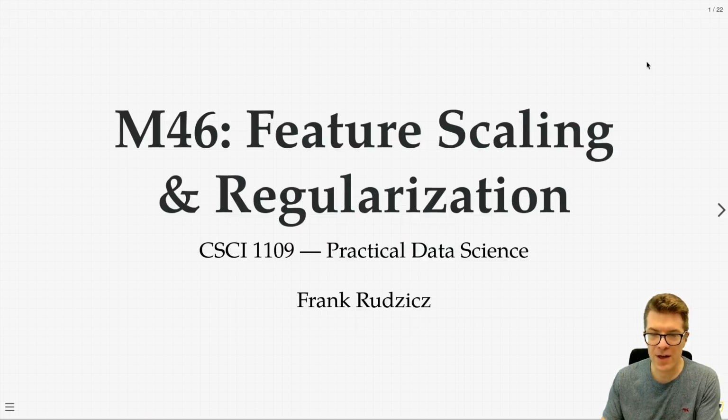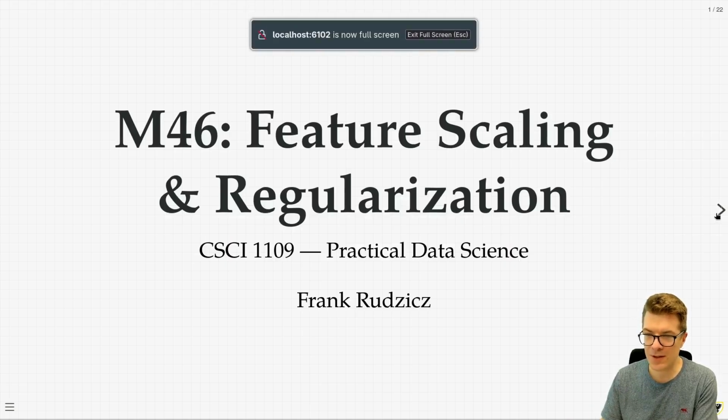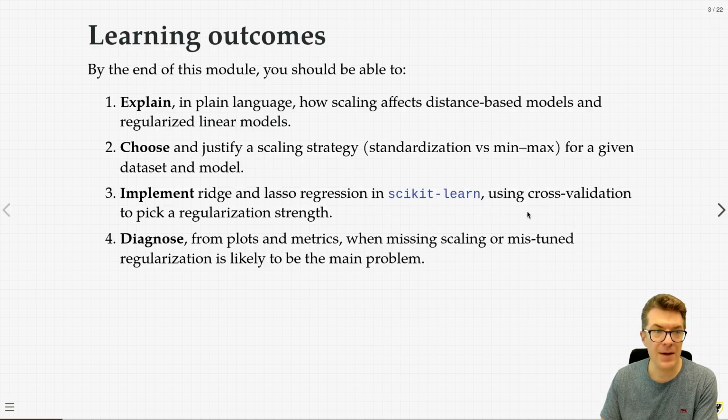Module 46 on feature scaling and regularization, which in some sense are two separate topics, but they come together in interesting ways. Hopefully today will be interesting for you. By the end of this module, you ought to be able to explain in plain language how scaling affects distance-based models and regularized linear models. We're going to define what regularized means today.